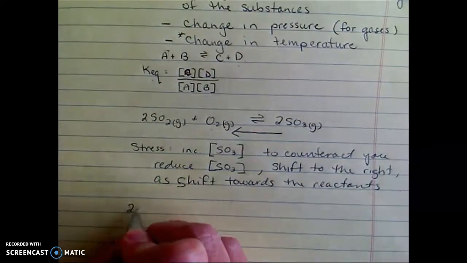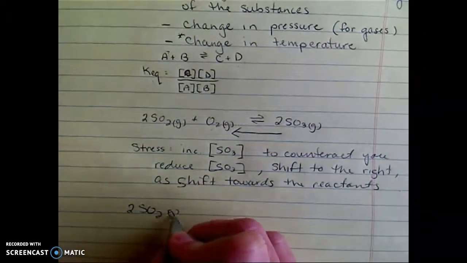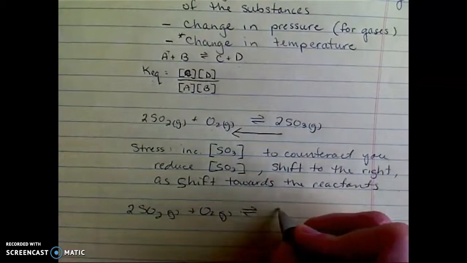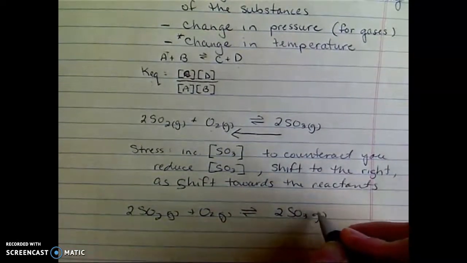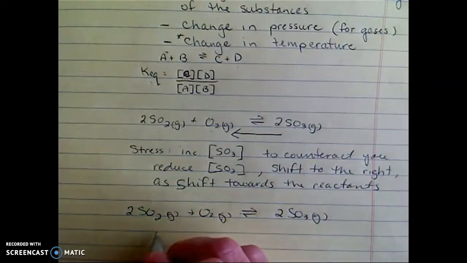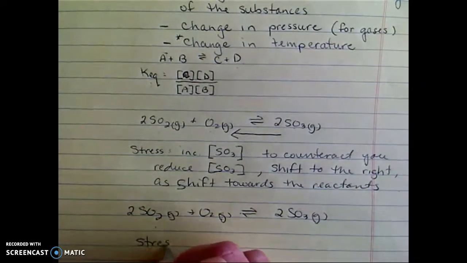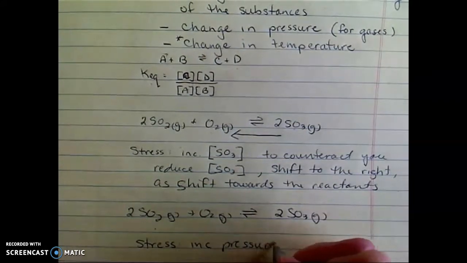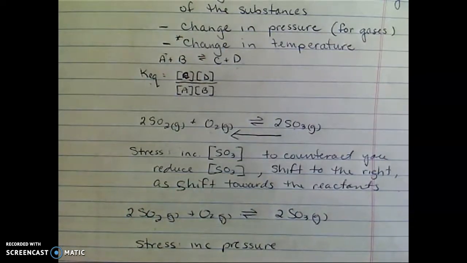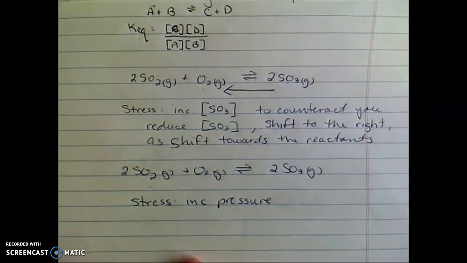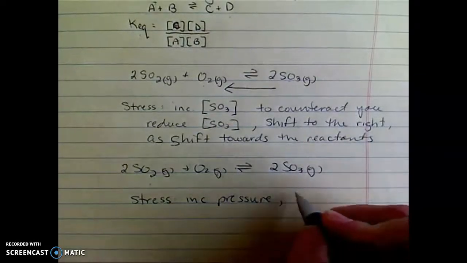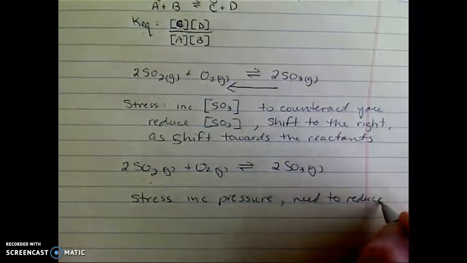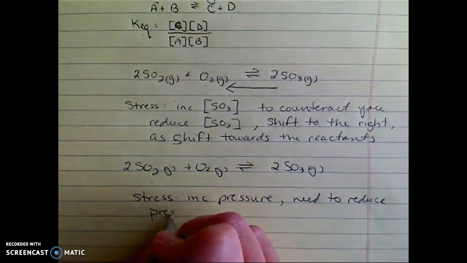Now we could take the same situation again, and this time we're going to change what the stress is. We are going to make the stress pressure. So we're going to increase the pressure. Now remember, pressure is caused by gas particles colliding with the walls of their container. So if we're increasing the pressure, we need to reduce the pressure. We need to do the opposite.